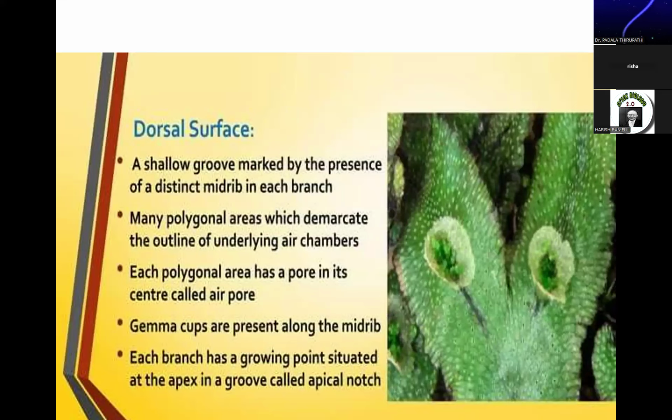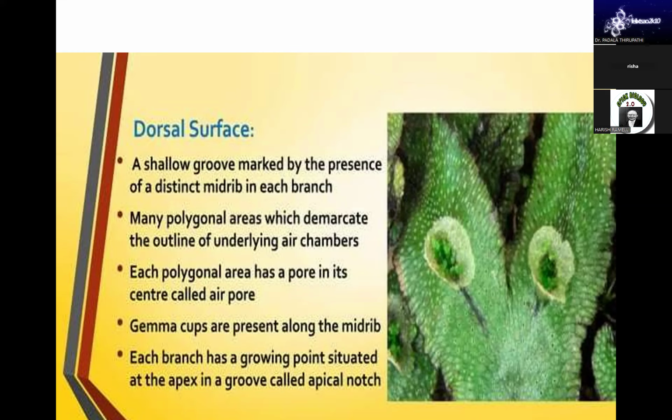Dorsal side. In the diagram you're seeing the thallus, one lobe of the thallus, which is divided into two branches. At the middle you're seeing a midrib-like region, and at the center of the midrib you're seeing cup-like structures. So coming to the thallus, this is the dorsal surface. Dorsal means the upper surface of the thallus, a shallow groove marked by the presence of a distinct midrib in each branch. Dichotomously branched, this is. Two branches are there.